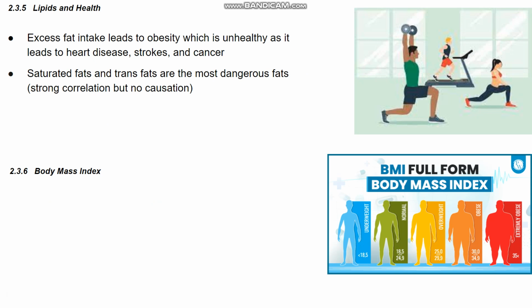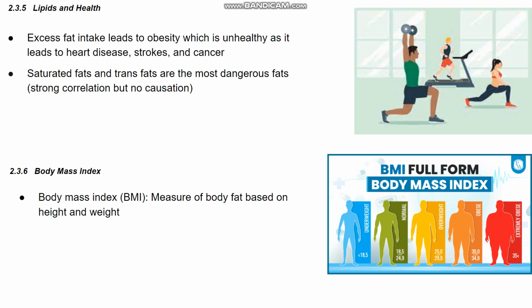Now, as for the BMI, many of us know this, body mass index. It's a measure of body fat based on height and weight. This is how you measure it: weight in kilograms over height squared in meters. However, there are some limitations to this, as it doesn't take into account muscle mass, for example.